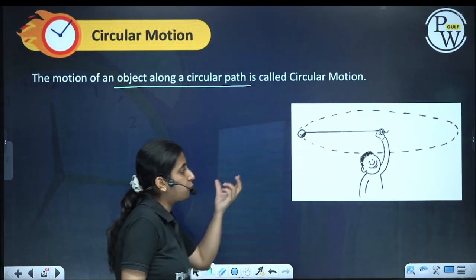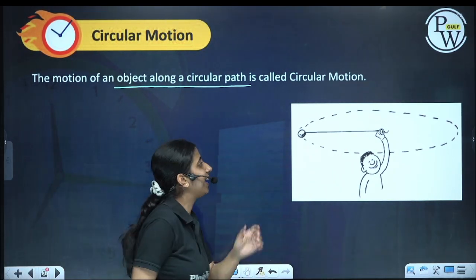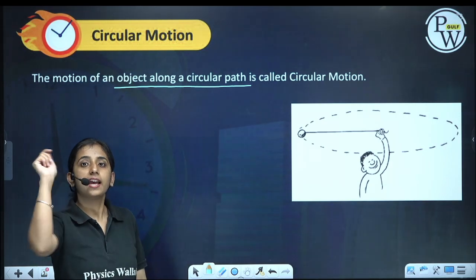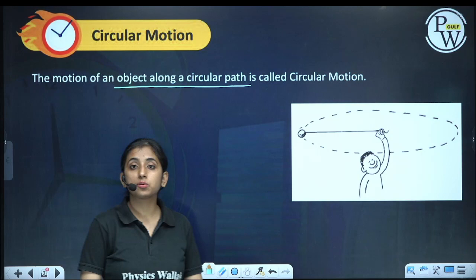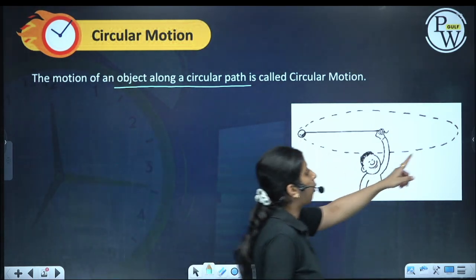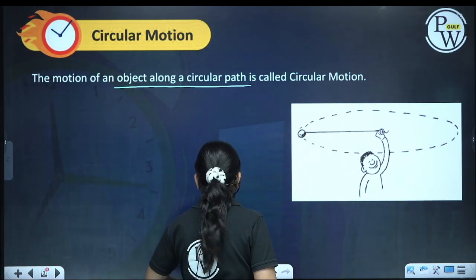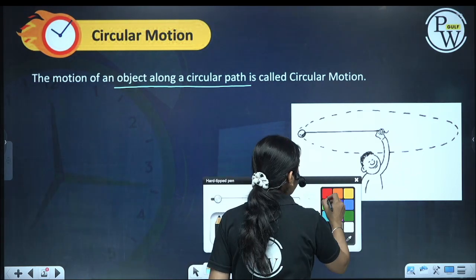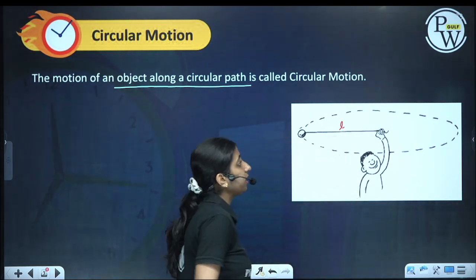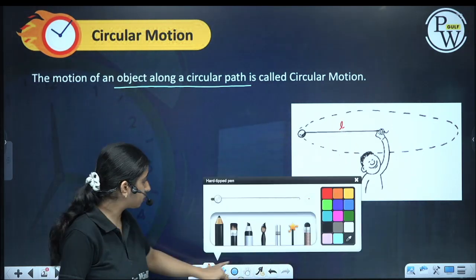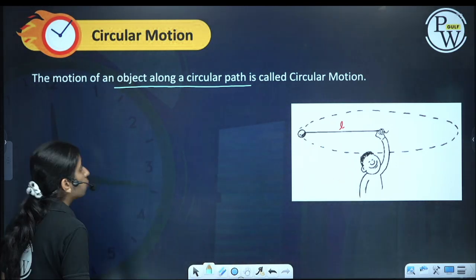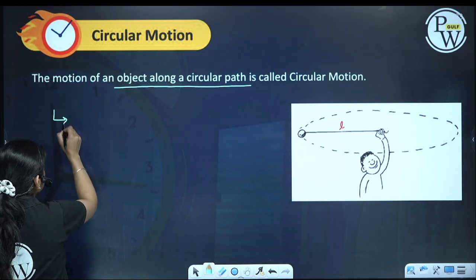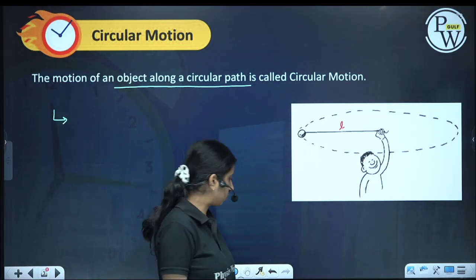Say there is a naughty boy like you, he has tied a ball with a string and is moving the ball in a circle like this with the help of the string. The path of the ball is a circle having how much radius? Having radius equal to the length of this string. Such a motion is called circular motion.